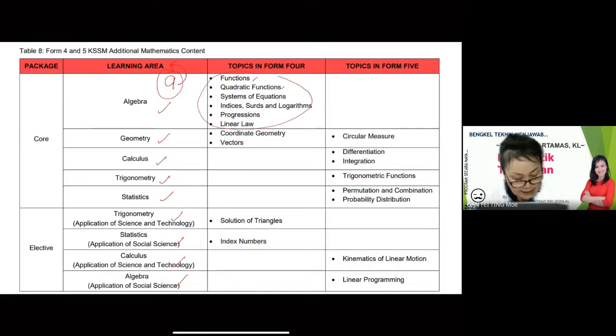Okay, these are the Form 4 topics. Under algebra, we have topics only for Form 4, but none in Form 5. Under geometry, we have Form 4 topics and Form 5 topics. Under calculus, we don't learn anything in Form 4, but we learn 2 topics in Form 5. Trigonometry, you don't learn in Form 4, but you learn it in Form 5.